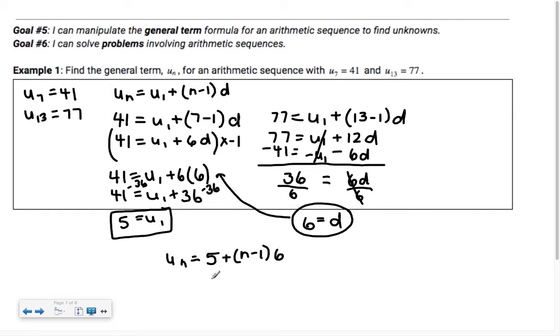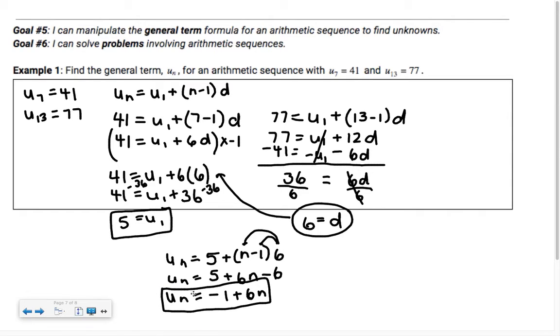This is okay, but it would be a more complete answer if we distributed the 6 on both terms in the bracket here and simplified. So I have un equals 5 plus 6 times n, which is 6n, plus 6 times minus 1, which is negative 6. Collecting like terms here, I have un equals 5 minus 6, which gives me negative 1, plus 6n. This is your final answer. This is your general term formula.